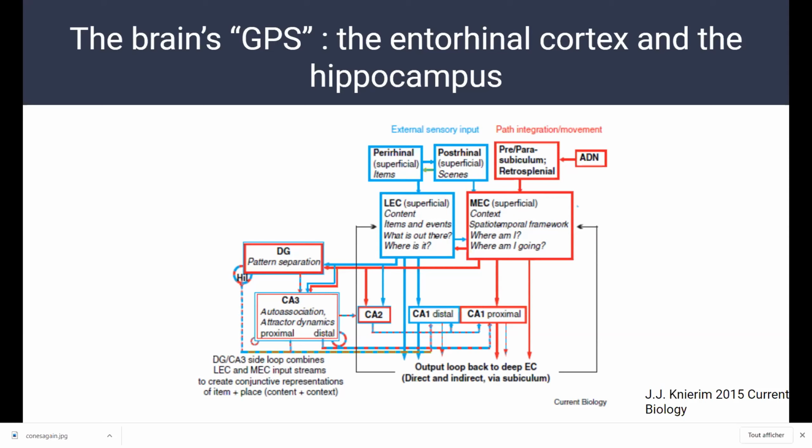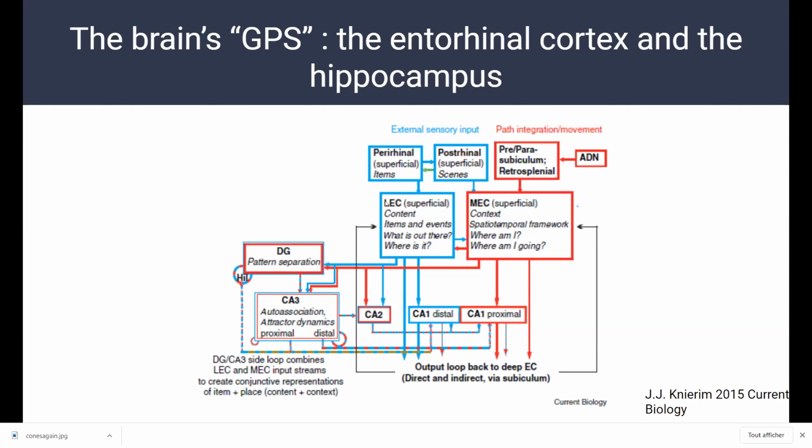The second part of that question was asking, okay, if these grid cells exist in the dark, what is the impact of visual input onto the circuit? That's an excellent question. That's another reason why I brought this graphic: these are the areas that are feeding into the entorhinal cortex, and to orient on this graphic a little bit.